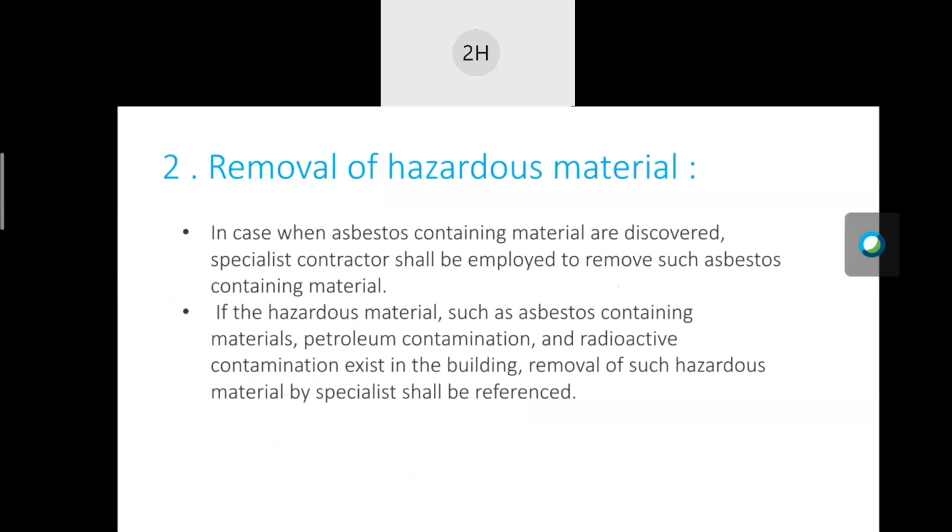Hello, I am Munazzir Mohammad, roll number 32. The second part is the removal of the hazardous material. In case asbestos containing materials are discovered, specialist contractors shall be employed to remove such materials because it is very dangerous. If hazardous materials such as asbestos containing material, petroleum contamination, and radioactive contamination exist in a building, removal of such hazardous material by specialists shall be referenced. Next slide.